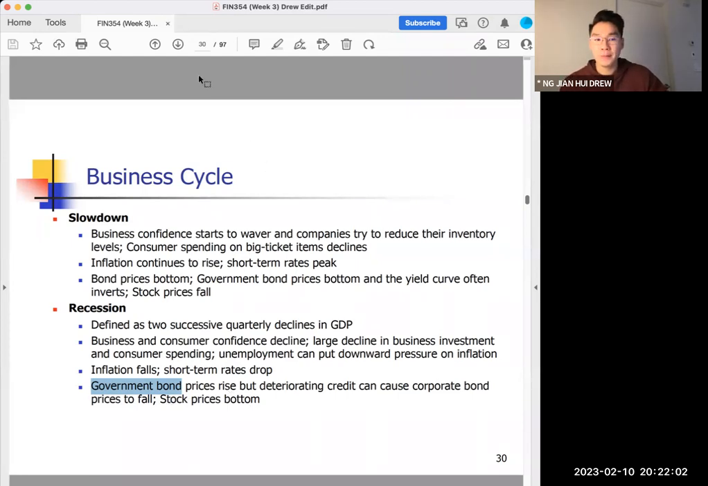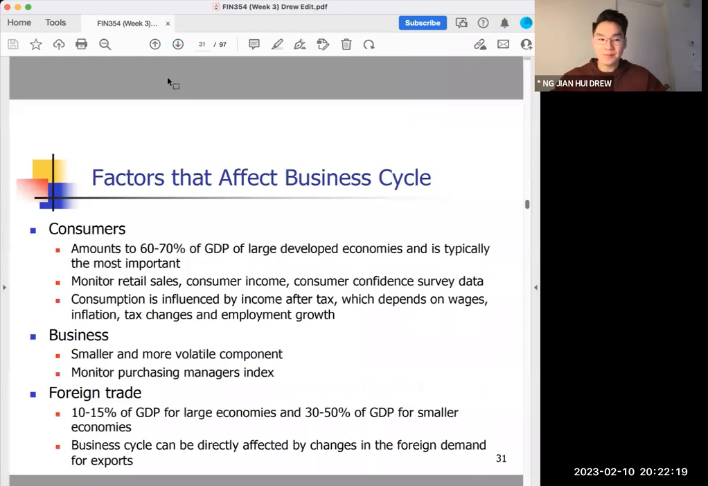So once you form your market expectation, that's where you can advise your client. Of course, you need to explain your rationale of why you expect certain trends in the market. That's why we are trying to study this. All right, so there are factors affecting the business cycle.